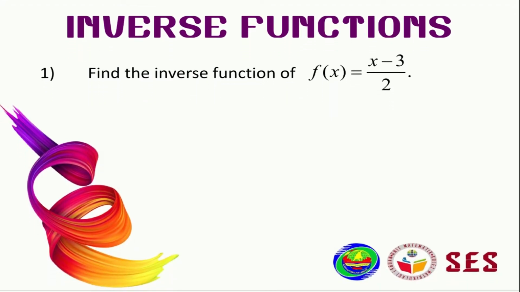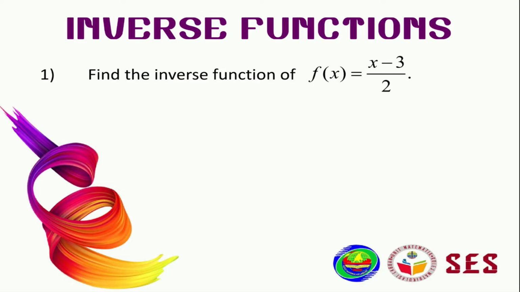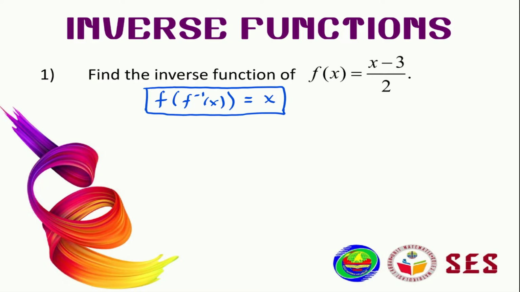The first one is: find the inverse function of f(x) equals (x minus 3) over 2. By using the property, we know that when we compose f inverse(x) into f, we should get x. This is the property of the inverse function. So what we are trying to do to find the inverse function is to compose f inverse into f. We will replace this x here with f inverse, and we will rearrange to get f inverse as the subject. Okay, so let us start here.